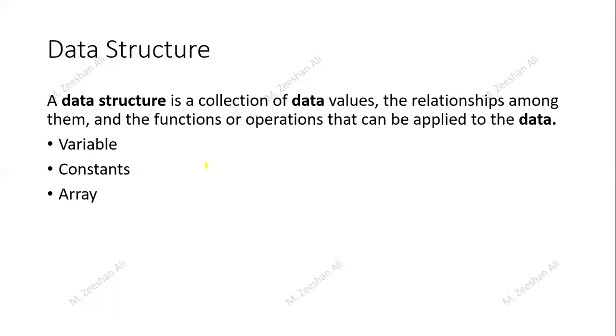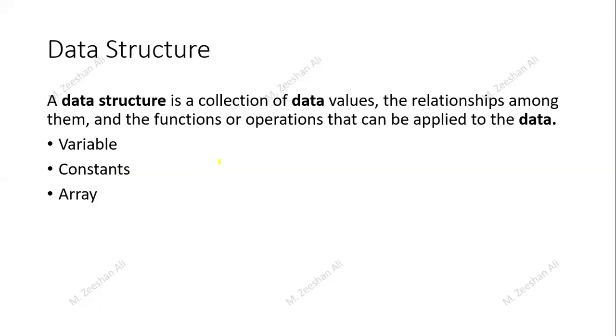So what kind of functions can we perform on those data? For example, if you are asked to calculate the square root of 9, you can do it. But if you are asked to calculate the square root of the name Ali, you cannot, because Ali's data type is different. We cannot do the calculation on it.